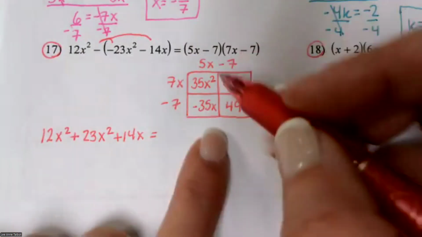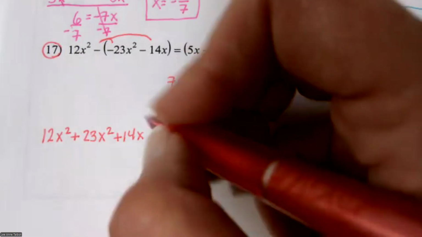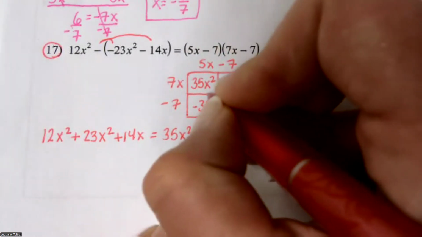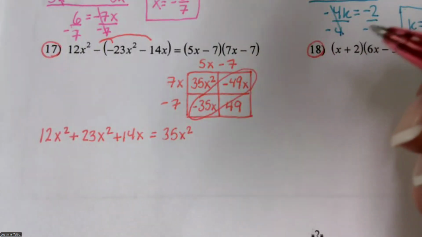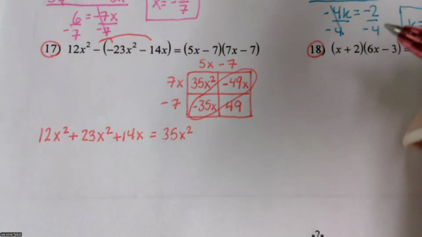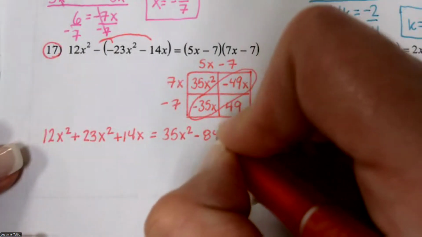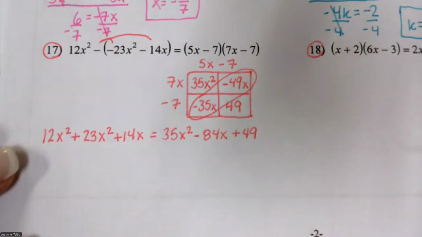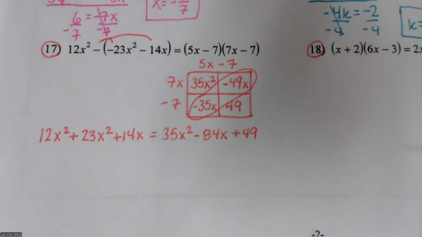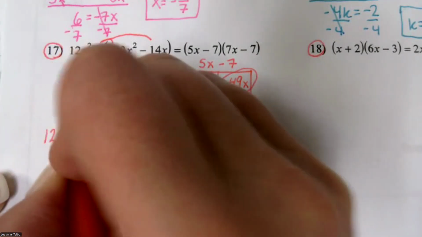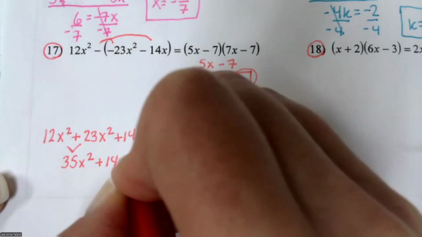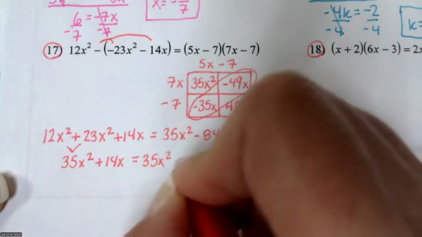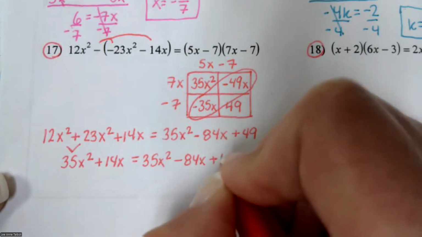And then on this side, I'm going to have the things from the box. So 35x squared. What does this add up to? 84? Where's my mental math specialist over there? 84? Negative 84x plus 49. Wow, Mrs. Talbot, these numbers are kind of big. 35x squared plus 14x equals 35x squared minus 84x plus 49.